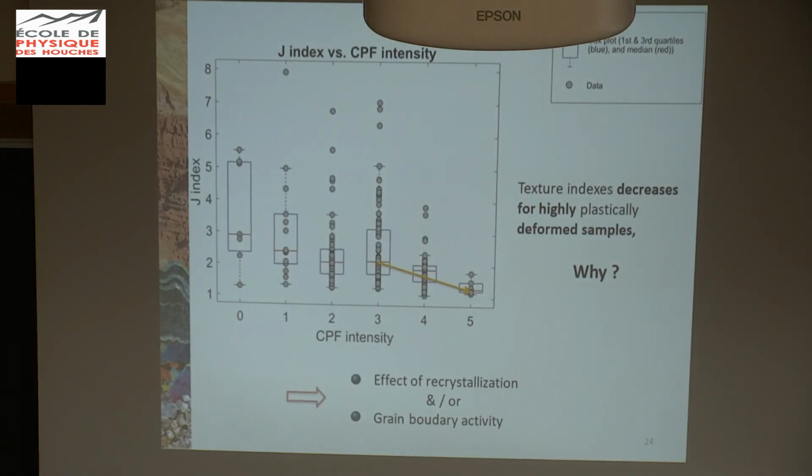Now, if we represent the J-index and the associated microstructures in samples, we can see that when we reach proto-melanitic to ultra-melanitic microstructures, there is a strong decrease in the J-index values. And this is mainly an effect of recrystallization and maybe also of grain boundary activity, but this is something which is quite complicated to see directly within the EBSD.